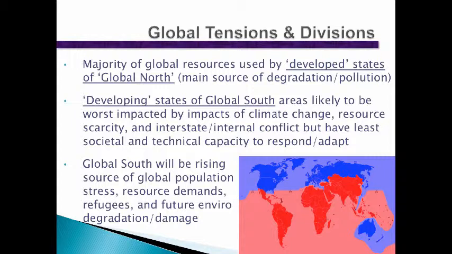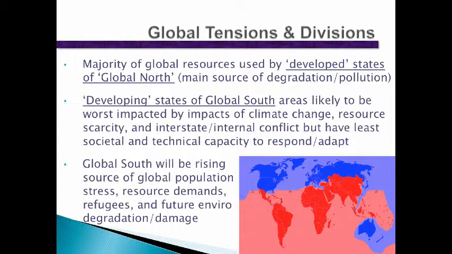But again, these are also societies, because of the fact that they tend to be much poorer, have a lot less resources at their disposal, that tend to have the least societal or technical capacity to kind of respond or adapt to some of these potential challenges. So some of these states in the global south are in a double bind in some ways. But also we see, as we've already mentioned, a lot of these states in the global south are potentially going to be some of the key challengers when it comes to environmental damage and degradation, because it's the global south, again, that is one of the major sources of global population stresses.